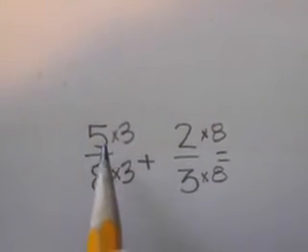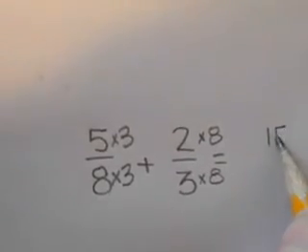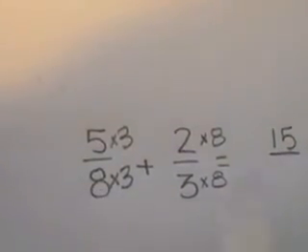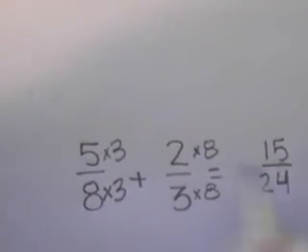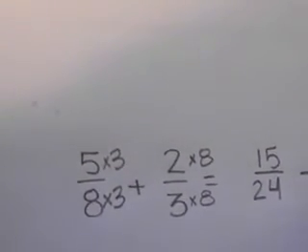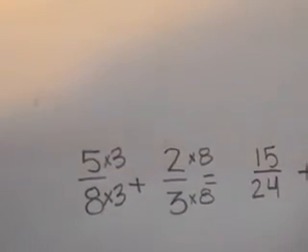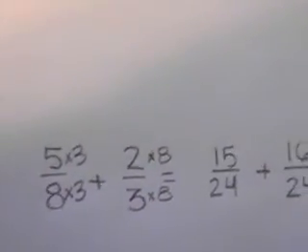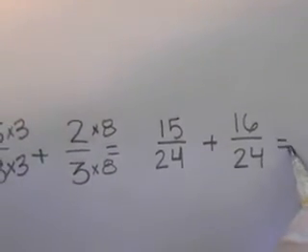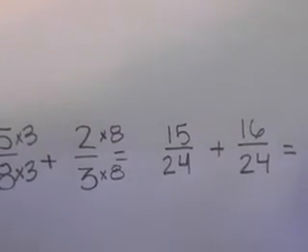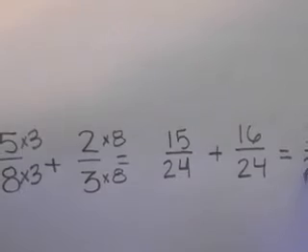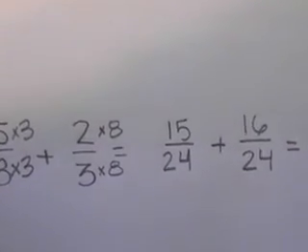So now our math work. 5 times 3 is 15. 3 times 8 is 24. 2 times 8 is 16. 3 times 8 is 24. We have to add the numerators. 15 plus 16 is 31. And our denominator is still 24.